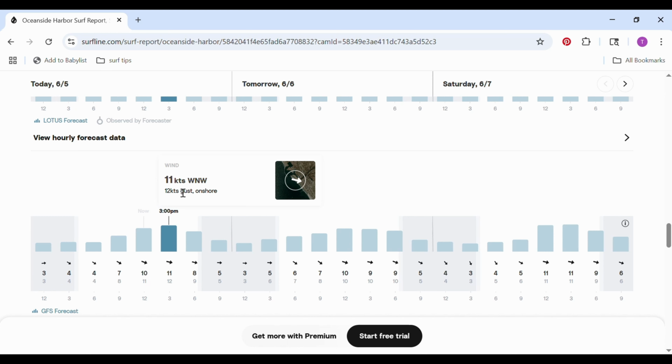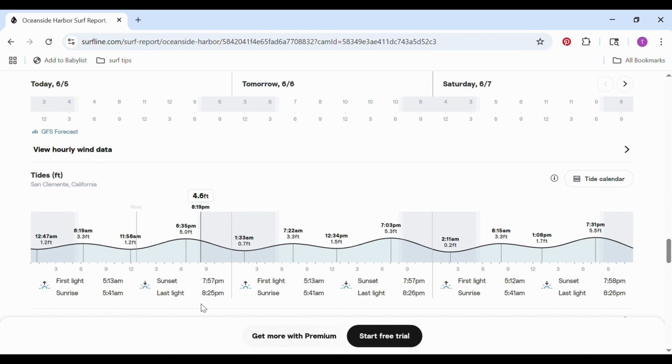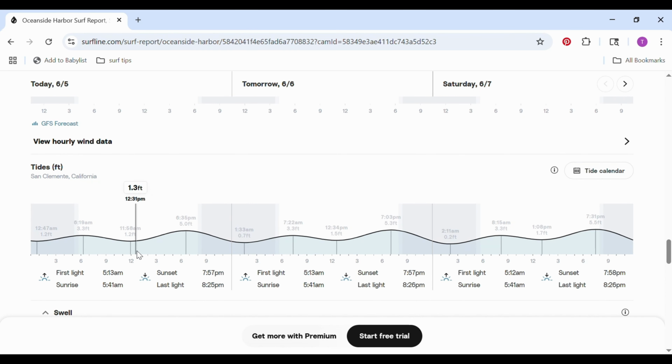Middle of the day is the least ideal because the wind tends to be the strongest, and then evening is the second most ideal time to go out. If we scroll down a little bit further, we will come across the tides graph. This is super helpful to try to figure out exactly how high or low the tide will be based off the time that you want to go out in the water.